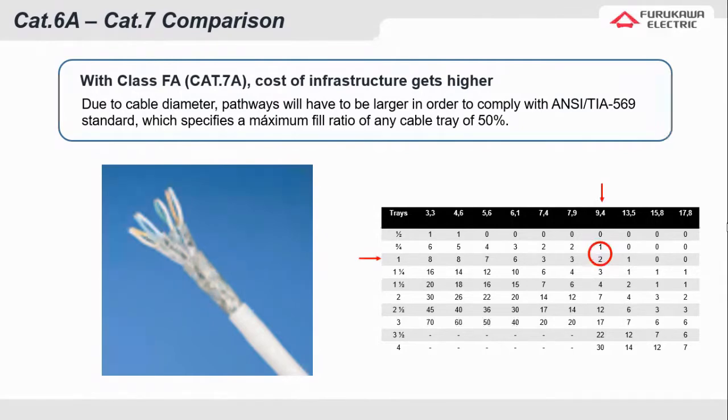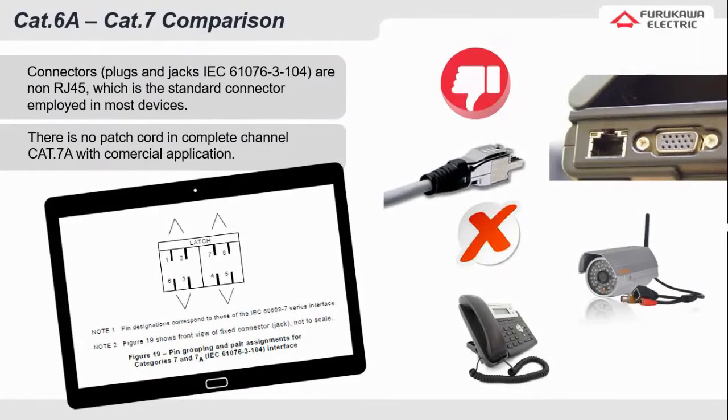Last but not least, CAT.7 employs, as we've said before, a non-RJ45 connector, unlike the vast majority of network devices. This means that in the end, we will most likely have to use an RJ45 connector, which will probably be a CAT.6A connector, in order to connect our devices to the network. And remember that the standard also says that performance of a certain channel is always limited to the lowest category in any of its components.